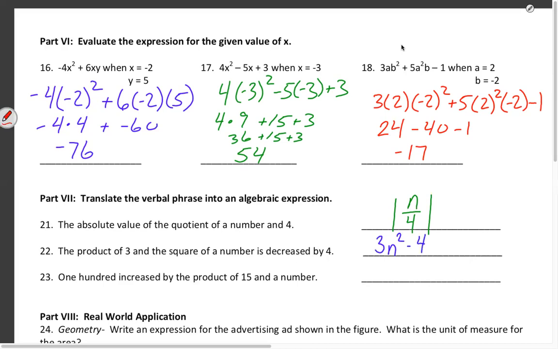At the end, 100 increased by the product. All right, increased means addition. The product means multiplication of 15 times n. All right.